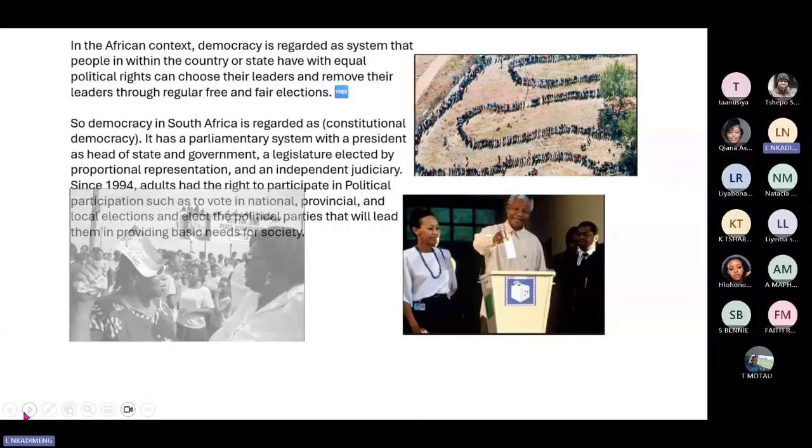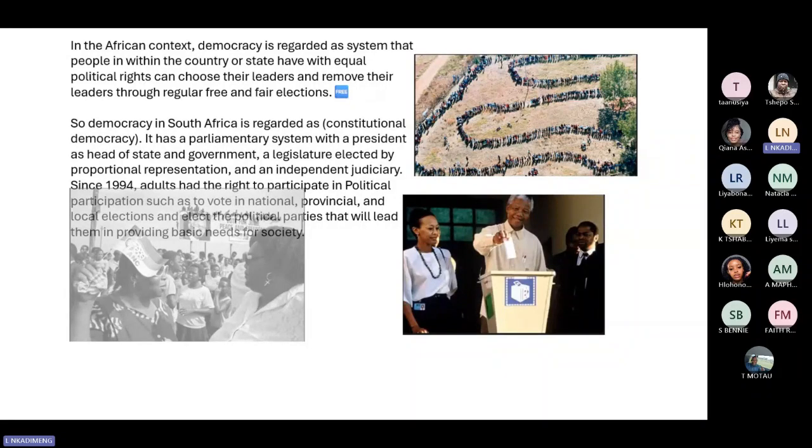So democracy in South Africa is regarded as a constitutional democracy. Why? It has a parliamentary system with a president as head of state and government, and a legislature elected by proportional representation and an independent judiciary. Since 1994, adults have had the right to political participation, such as voting in national, provincial and local elections and electing political parties that will lead them in providing basic needs for society, like water. So yes, that is it.